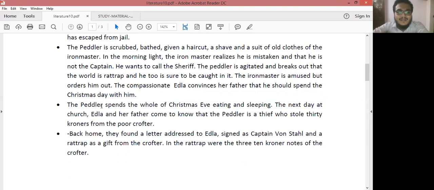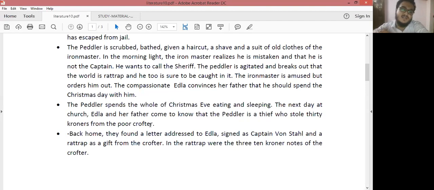The peddler spends the whole of Christmas Eve eating and sleeping. He did not do any other activity. He was just busy eating and sleeping. The next day at church, Edla and her father come to know that the peddler is a thief who stole 30 kronor from the poor crofter.